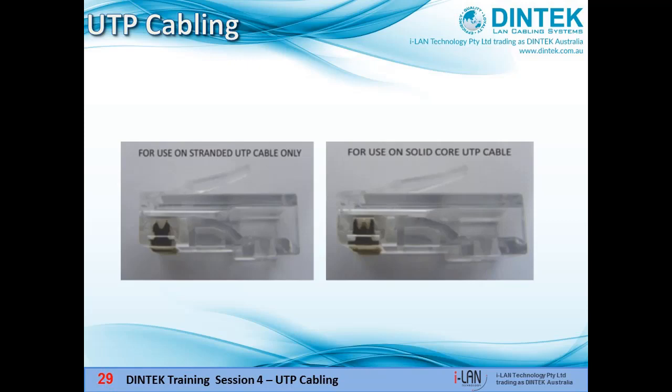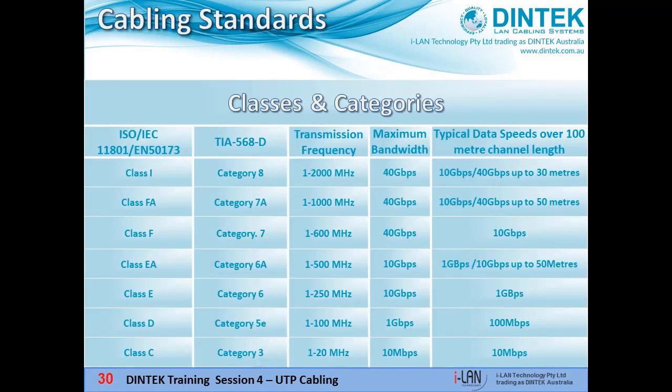Using a stranded cable plug on solid core cable will quite often cut through the whole copper core, causing faults, or if the cable survives the initial crimp, it'll probably eventually break anyway as it gets moved around. This table shows the classes and categories of UTP cables.